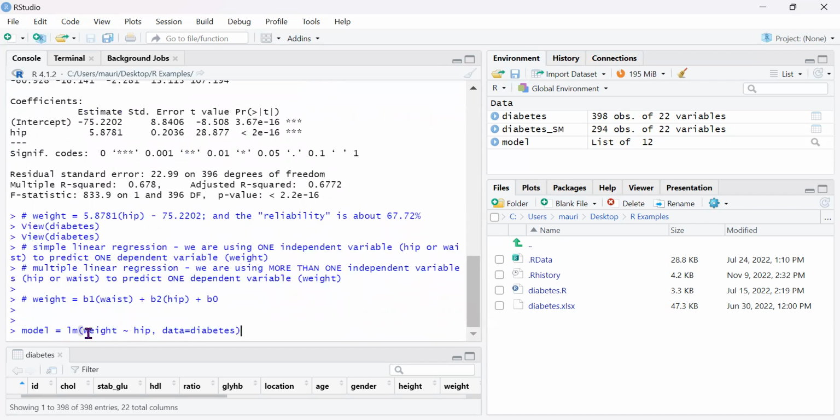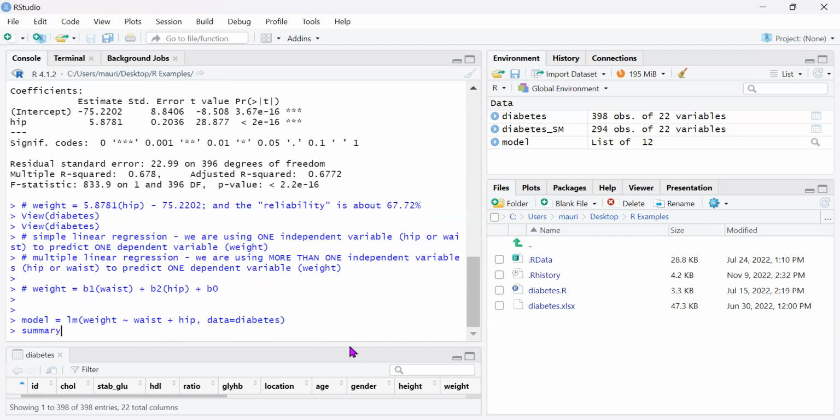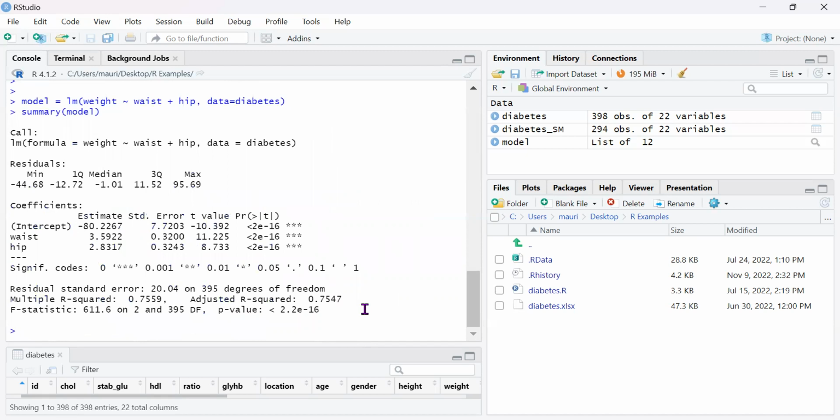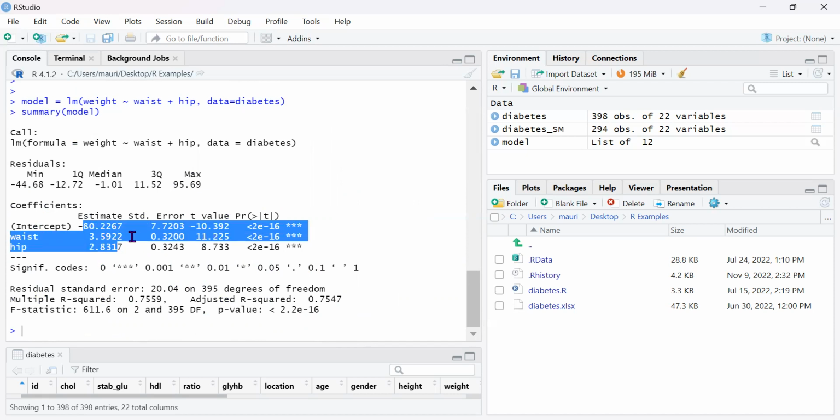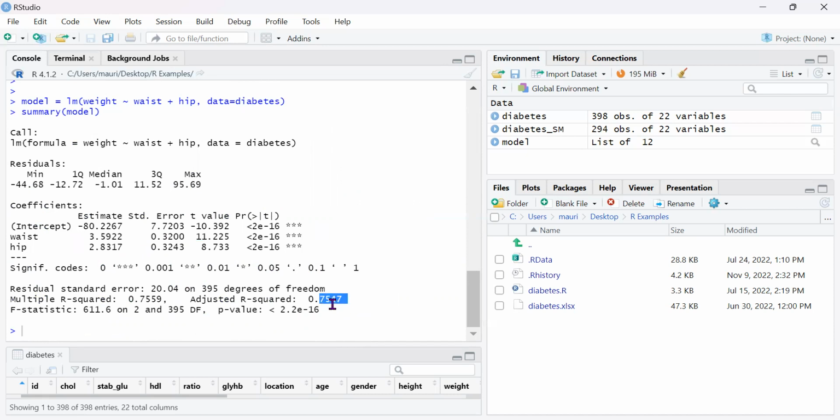Now this is weight predicted by hip. If we want to add on, we can just add the next one, so waist plus hip. Then do a summary of the model. There we have it. You realize that now there are three coefficients.